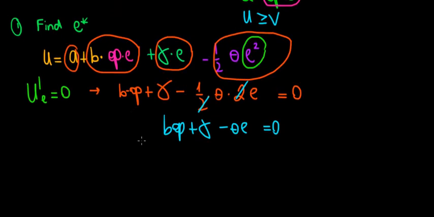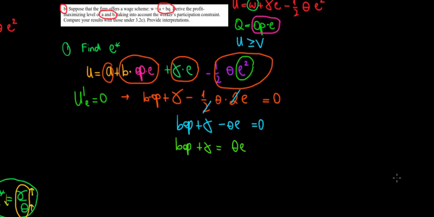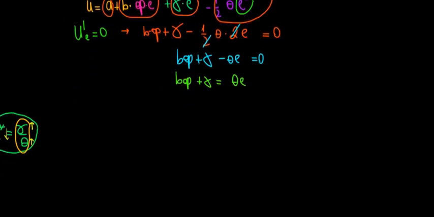Now, let's take the effort term to the other side. We have B theta plus gamma equals theta times the effort level, meaning that the effort level is going to be equal to B times theta plus gamma, divided by theta. Now, that's the first step that we calculated.